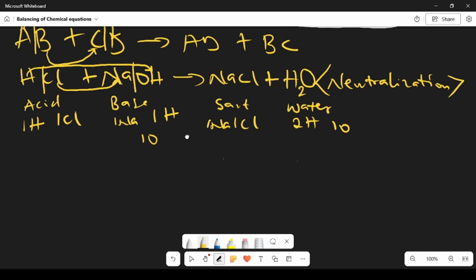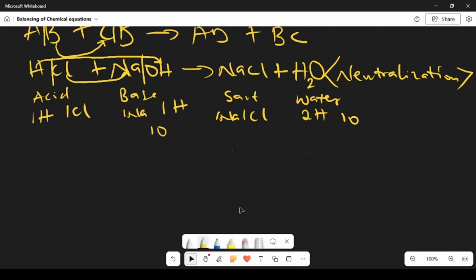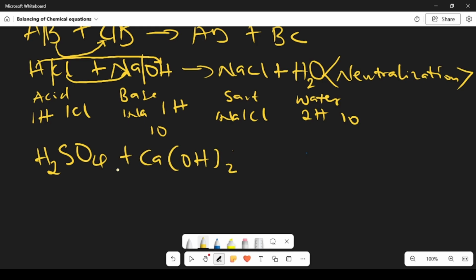Now let's continue. If you have other reactions like this, H2SO4 reacting with Ca(OH)2. This is hydrogen tetraoxosulfate 6, which is an acid, and calcium hydroxide is a base. Alright. Now if you watch this, like what I said before now, divide it into two.